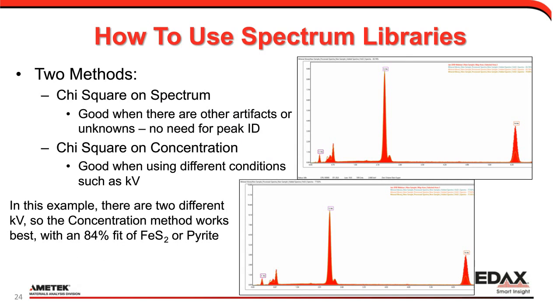I hope you could see it. So these are the two different examples here. And in this particular example of the pyrite, the one on the top matched at a lower number, I think it was 70 something, whereas the one on the bottom with the concentration method matched better with an 84% fit. And so to answer your question specifically, you do not need to have the same element list.